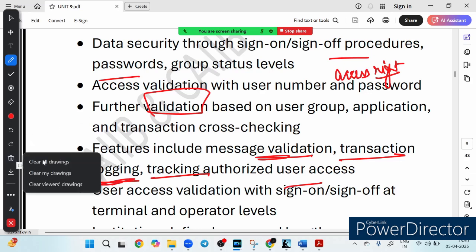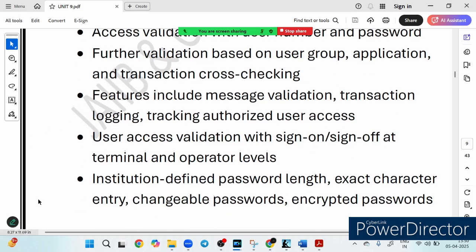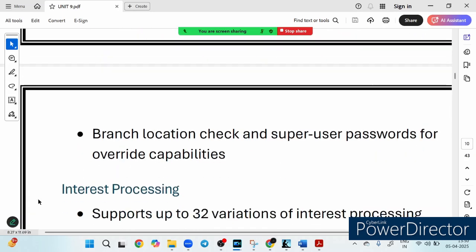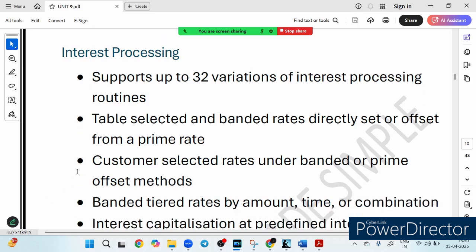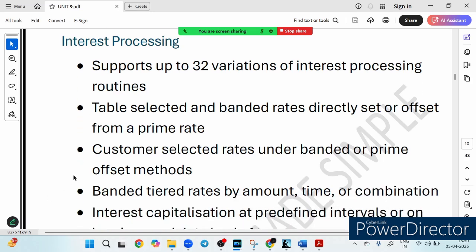Then we have something called interest processing. What is the meaning of interest processing? Let's talk about it. Friends, this is the fun part. How interest is calculated in different ways. Banks don't use a single fixed method. They have up to 32 variations. Let me break it down.